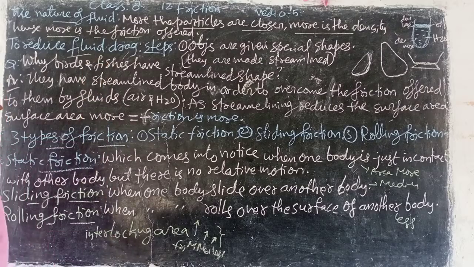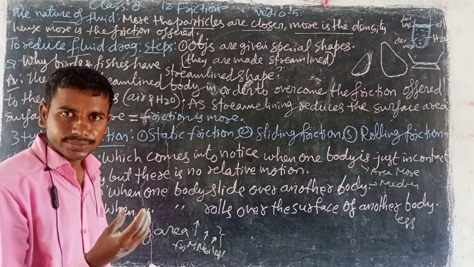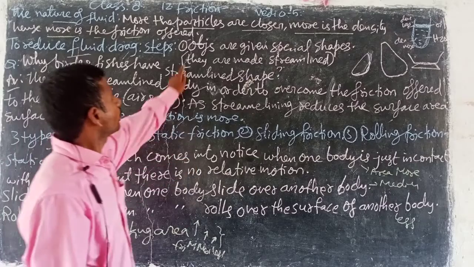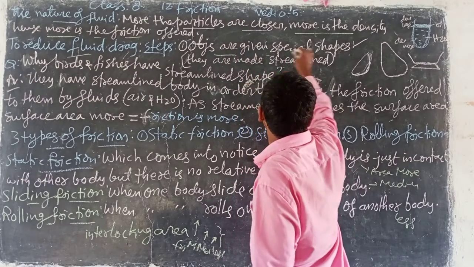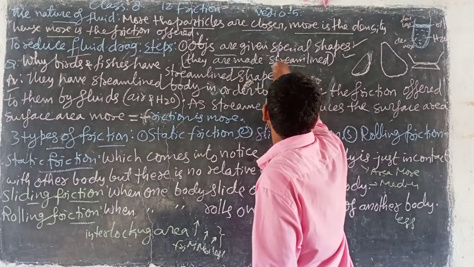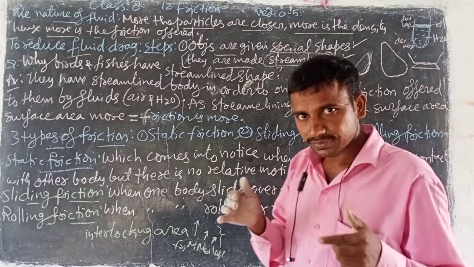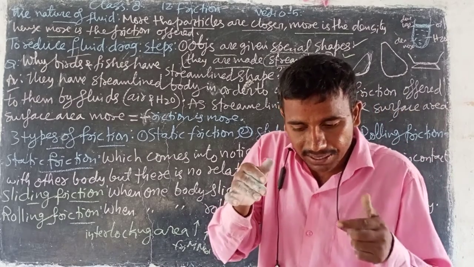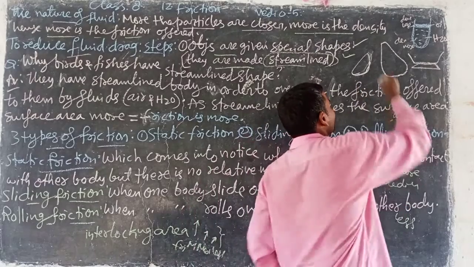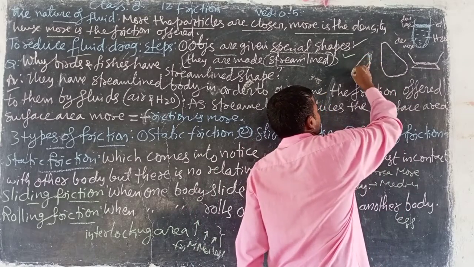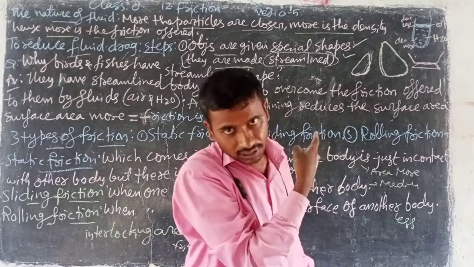Next, to reduce fluid drag, what are the steps? Look here. Objects are given special shapes. What are those shapes? That is important. They are made streamlined. Streamlined is nothing but a shape where the head is sharpened. Look here, this triangle head is sharpened, streamlined. These shapes, both, are called streamlined.